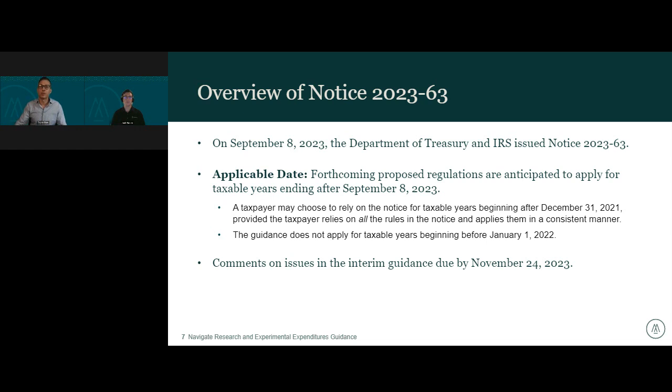I think it's also important to note that the notice only applies to the new 174, so the TCJA 174, not the old 174 that applied for taxable years beginning before January 1st, 2022. So just going forward. Just yesterday, I saw news that an IRS official came out publicly and said that they are expecting to issue proposed regulations early next year. So early 2024, which I would say that's on track with our expectations and also welcome news.